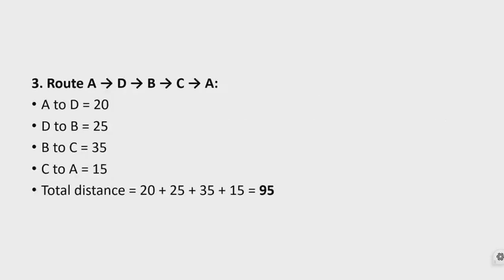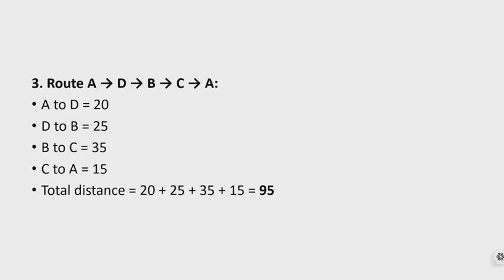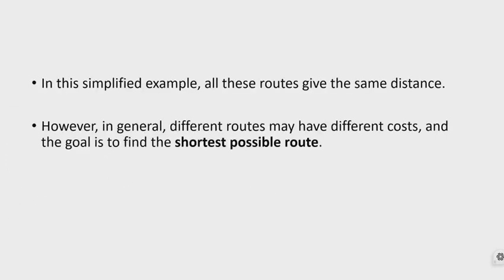For each route, the first route, second route, and third route, every route has the same value, 95, 95, 95. So we analyze that this is the shortest distance, and we can take any one of the routes. All distances are the same value. All distances are the minimum cost. So we can take any one of the routes by way of this simple matrix, from source to destination, from A to A.